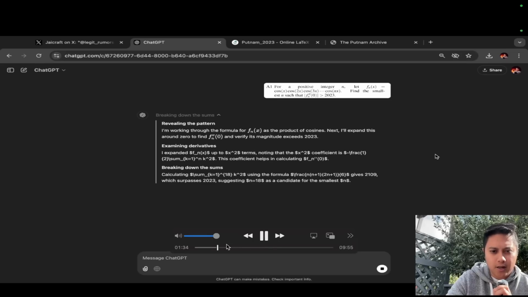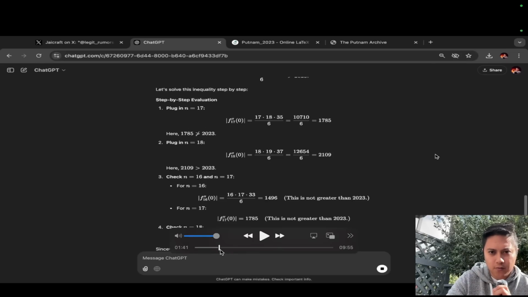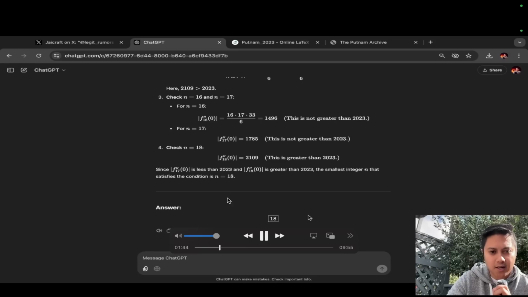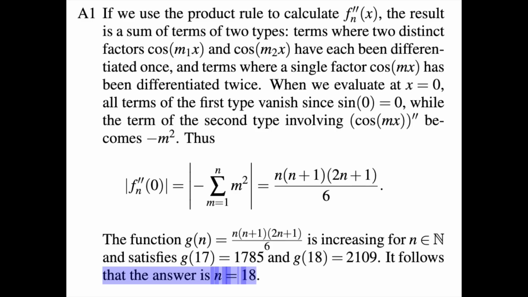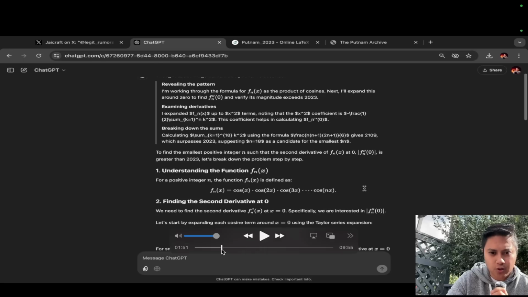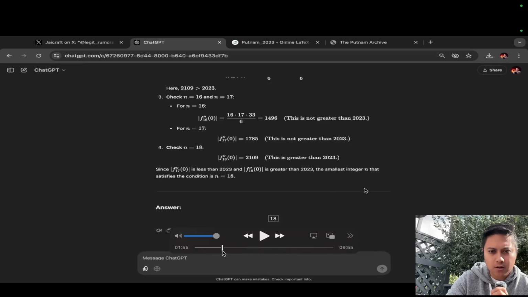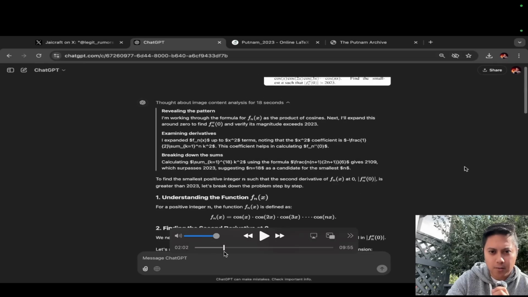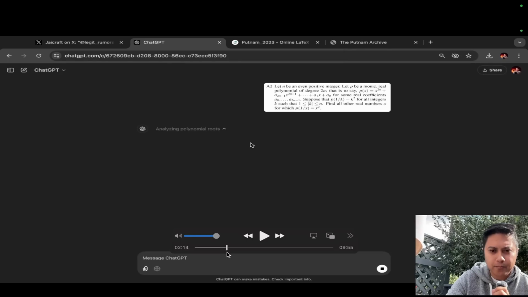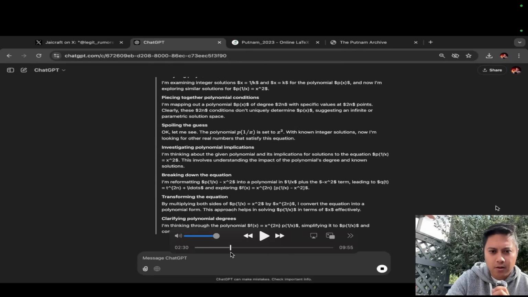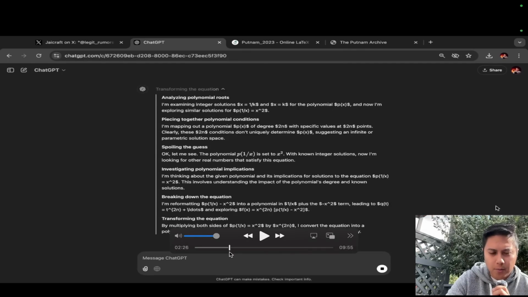So it's thinking, and I'm just going to skip ahead to give you the answer. Indeed, it gets n equals 18, which was the answer to the actual test. I think I'm going to show the solution, perhaps, or maybe not. Okay, I guess I just went right to the next question. Nevertheless, next question, again from the Putnam exam.